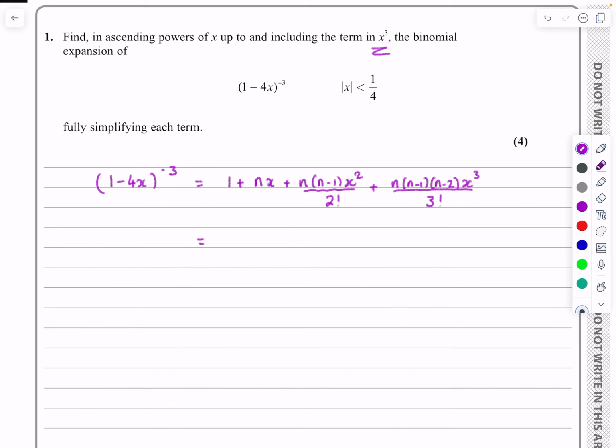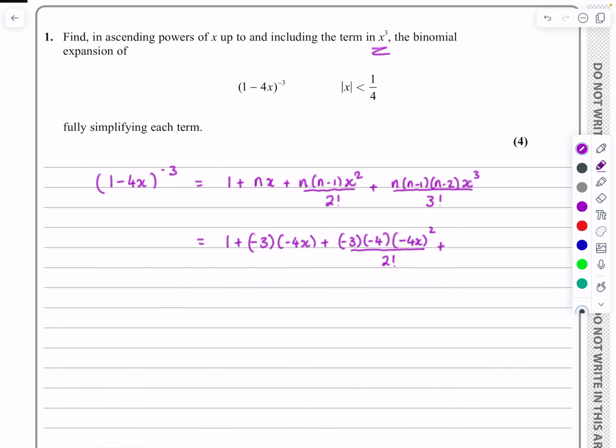So we've got 1 plus nx, that's 1 plus n, and x is minus 4x. It's the thing that I'm adding on to the 1 there. Plus n minus 1. Well, that's minus 3 and 1 less than that, minus 4. My x is now squared, all divided by 2 factorial.